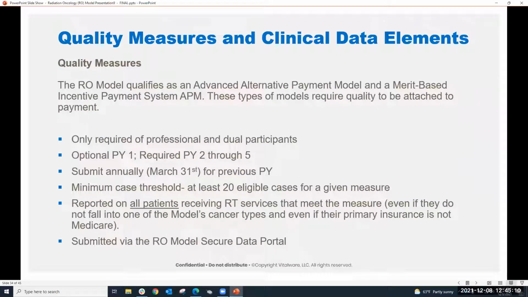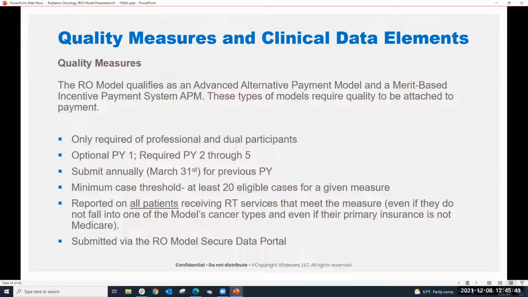Okay, so quality measures and clinical data elements. So as I mentioned before, the RO model does qualify as an advanced alternative payment model and a merit-based incentive payment system, APM. And these types of models do require that quality is attached to payment. So quality measures are only going to be required of your professional and your dual participants. It's like I said in the previous slide, it's going to be optional in performance year 1, and then it's going to be required performance year 2 through 5.